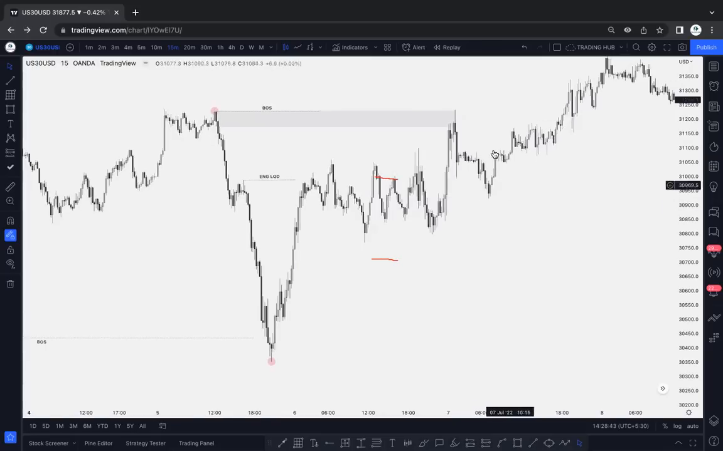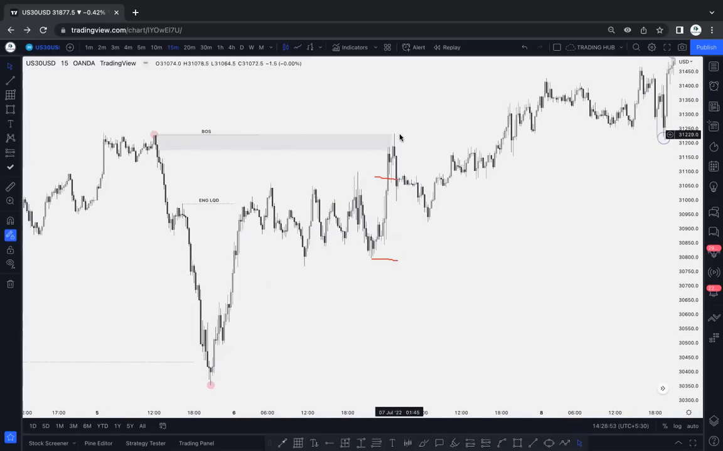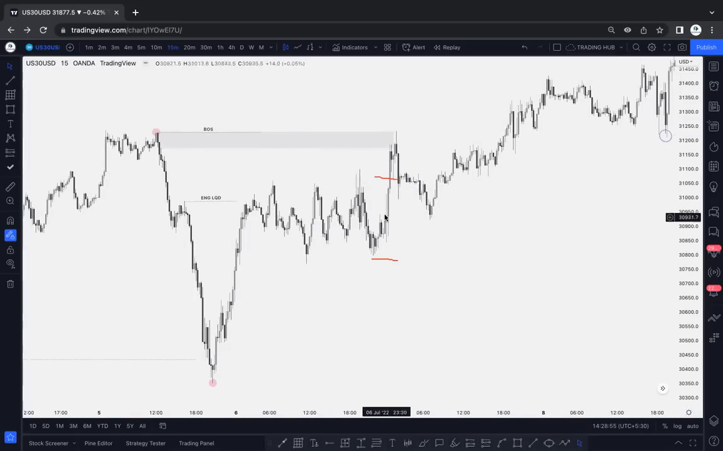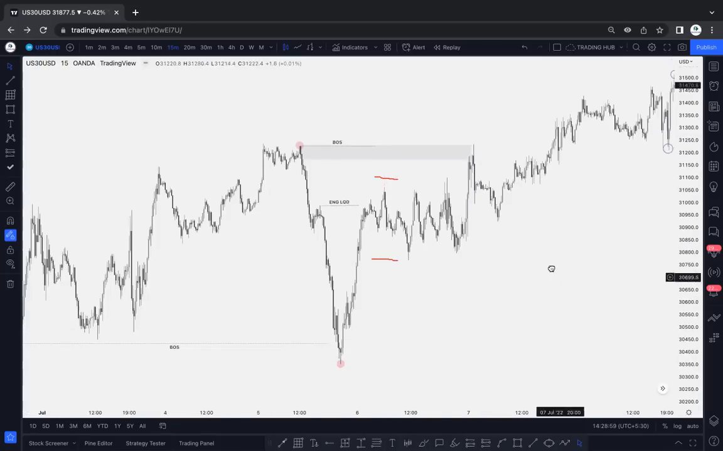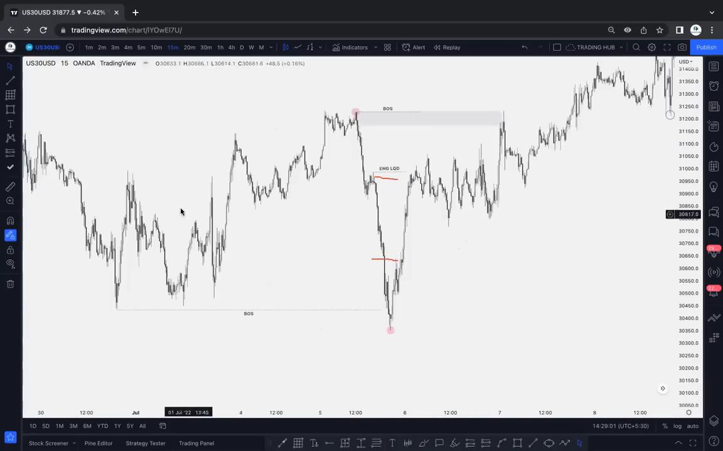And then what happened? The market failed this zone. It means the market is looking for the reversal. And then what happened? The market is looking for the reversal to the upside, and the market is not interested in the sell.